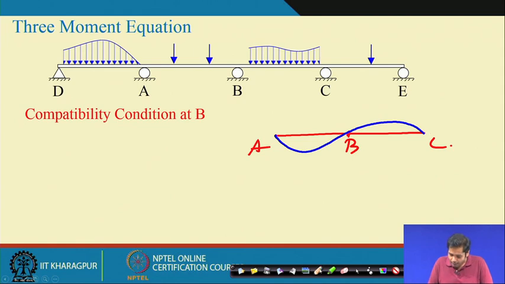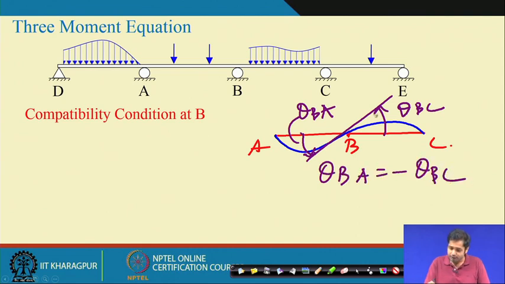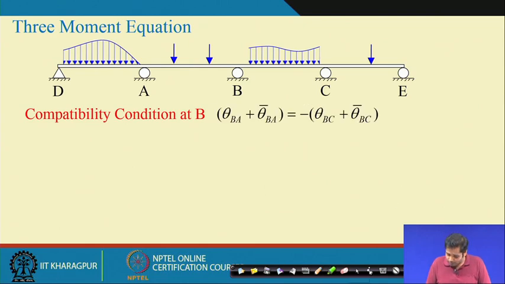Something like this. Now, what is important here is the slope, which is like this. What is the compatibility at B? If this is theta 1, this is theta BA, and this is theta BC, the compatibility condition says that theta BA should be equal to minus theta BC. So, this angle should be equal to this angle; the minus is there because you measure this angle clockwise and that one anti-clockwise.